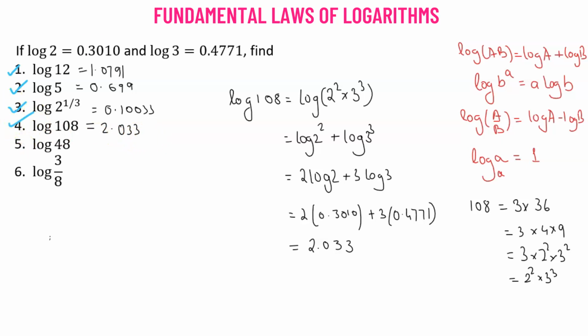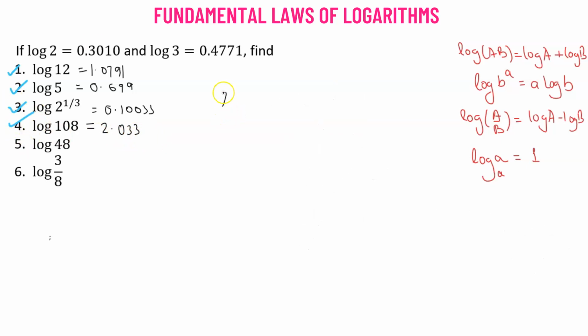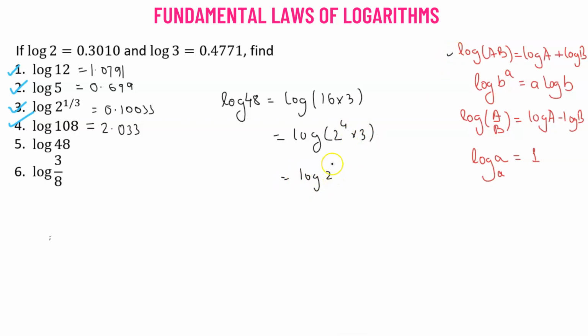Now let's move on to part 5. We need to find the value of log 48. We know that log 48 is log of 16 times 3. So that's 48. And 16 is simply 2 raised to the power of 4, times 3. Now we'll use this property to get 4 times log of 2 plus log of 3.